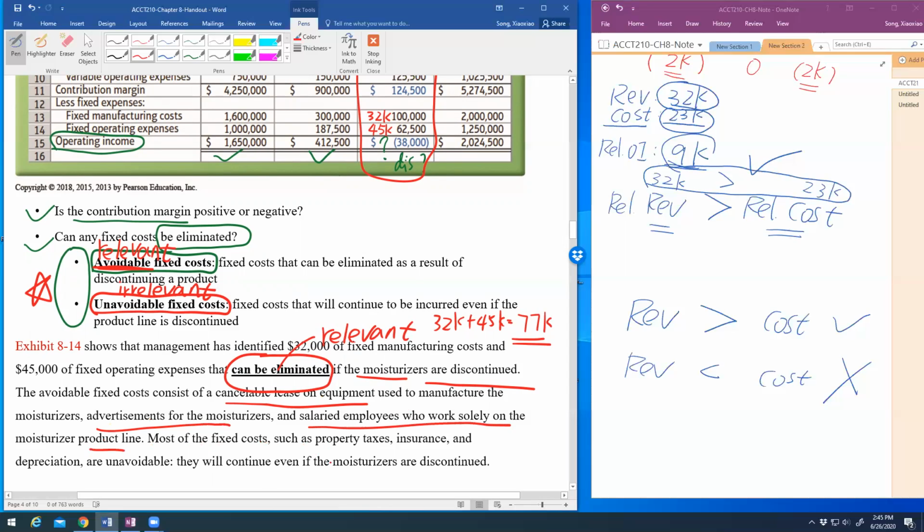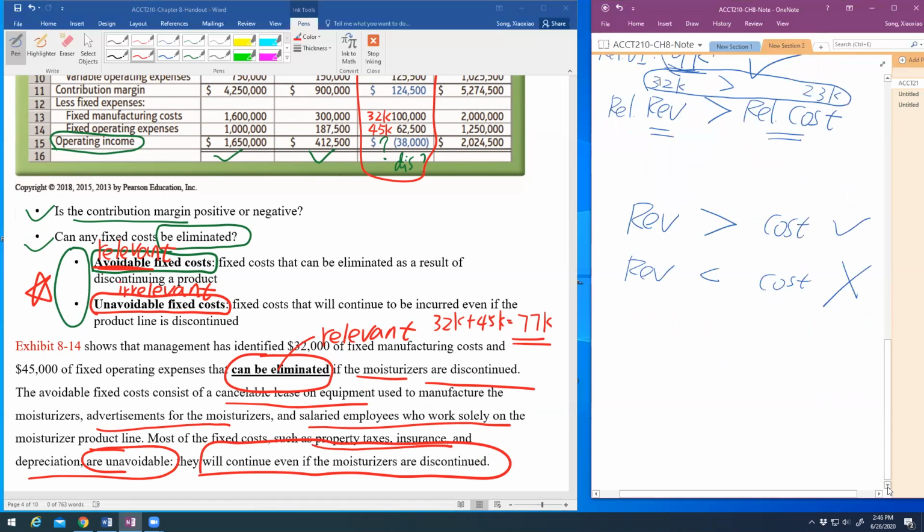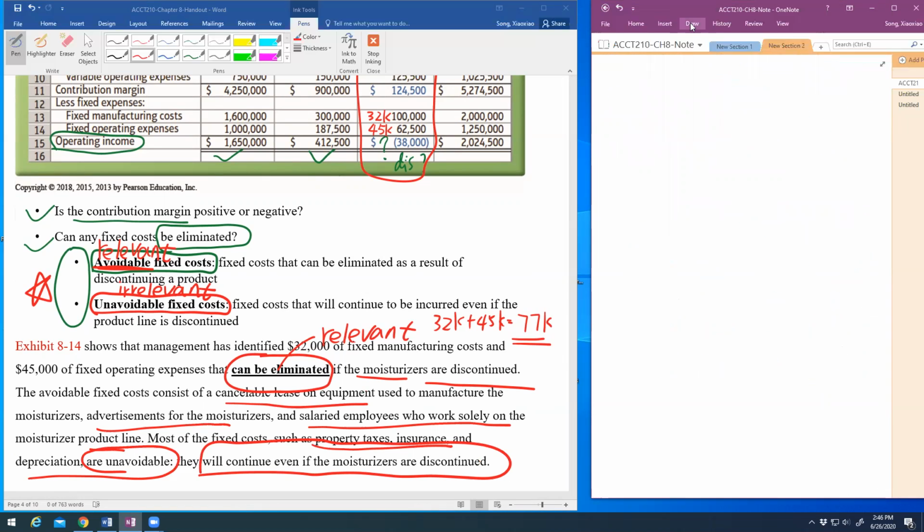Most of the fixed costs like property tax, insurance, and depreciation are unavoidable. They will continue even if you discontinue this product. So those costs are not relevant, because no matter you discontinue or you don't discontinue, you still have to pay that part of the depreciation, property tax, and insurance. So I show you some examples. Let's do some numbers here so you can have a better idea of avoidable or not avoidable. This is very important.